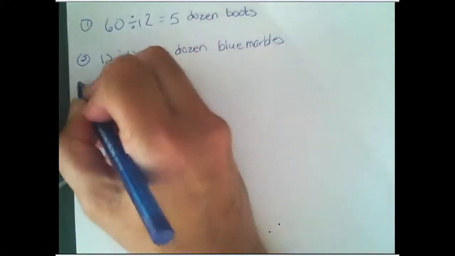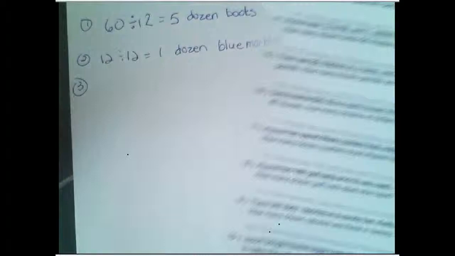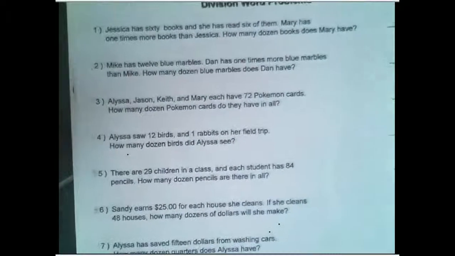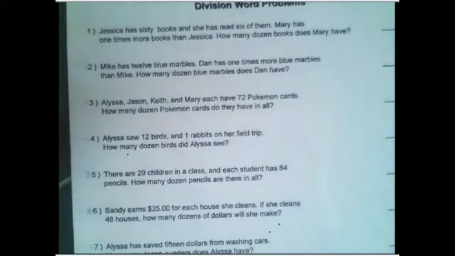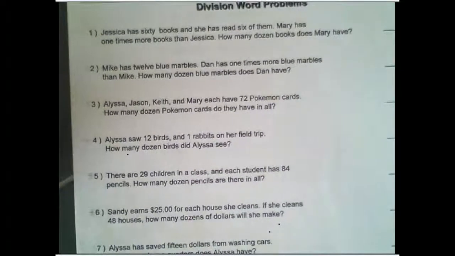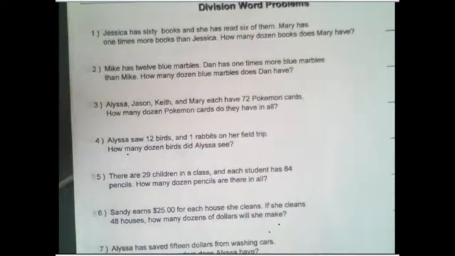blue marbles. Our third problem has Alyssa, Jason, Keith, and Mary. They each have 72 Pokemon cards. How many Pokemon cards do they have in all? Now this says it's a division word problem sheet, but here, instead of dividing, we are going to first multiply and then divide by 12. So it's actually a 2-step problem.